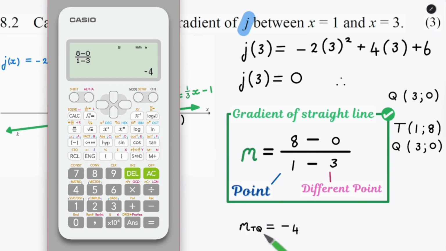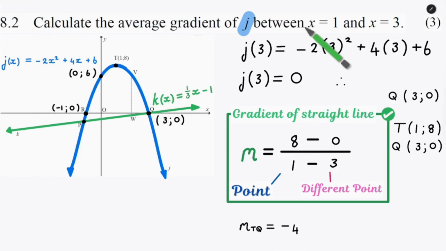So the gradient, or the average gradient, of our graph between x equals 1 and x equals 3 is -4. It's a straight line that's drawn through T and Q. Okay, let's have a look where our 3 marks are coming from. First mark comes from the correct coordinates or points, second mark for your substitution, third mark for the final answer.